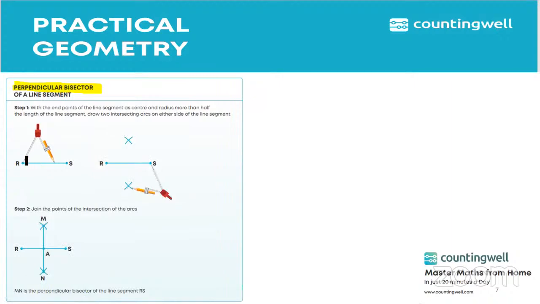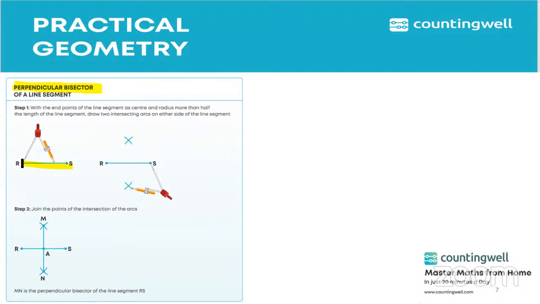So here a line segment RS is given. Then with the radius more than half of this line segment RS. So roughly you have to take more than half on the compass, and then you have to draw two arcs intersecting on either side of the line segment.